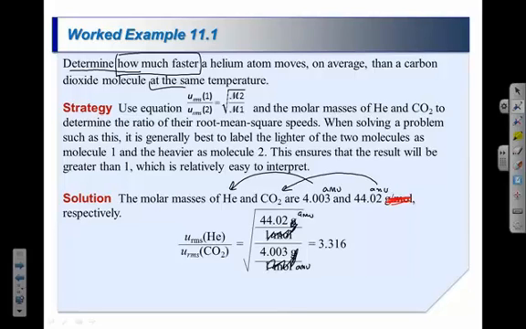right hand side. Right, so I'm just plugging into this formula, put these numbers in my calculator, divide them, take the square root, and I get 3.316. So that means if they're at the same temperature, on average, a helium atom is moving about 3.3 times faster than the average carbon dioxide molecule.